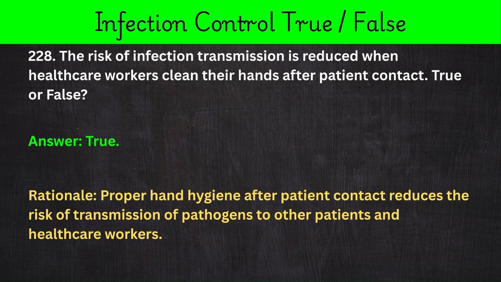228. The risk of infection transmission is reduced when healthcare workers clean their hands after patient contact. True or false? Answer: true. Rationale: proper hand hygiene after patient contact reduces the risk of transmission of pathogens to other patients and healthcare workers.